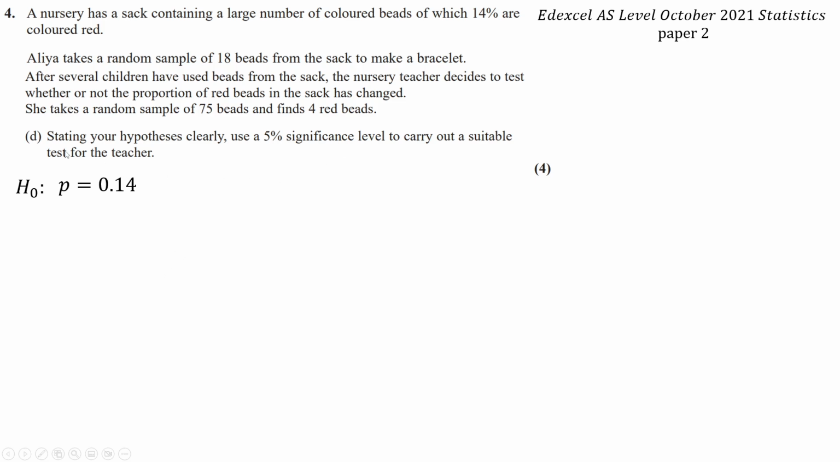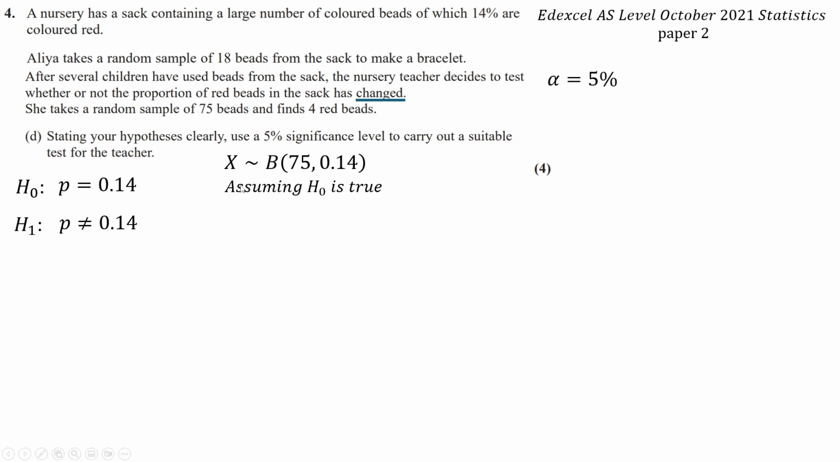Anyways, stating your hypotheses clearly, use a 5% significance level to carry out a suitable test for the teacher. Now, she's looking for the probability that it's changed, so I've just underlined change there. We're saying the probability is not equal to 0.14. So it might be greater than 0.14 or it might be less. We're not too sure. We just know that it's not 0.14. X is distributed binomially with a sample size of 75 and a probability of 0.14. This is assuming H0 is true. Remember, we're just assuming H0 to be true to see how things play out. Now, the significance level is 5%.